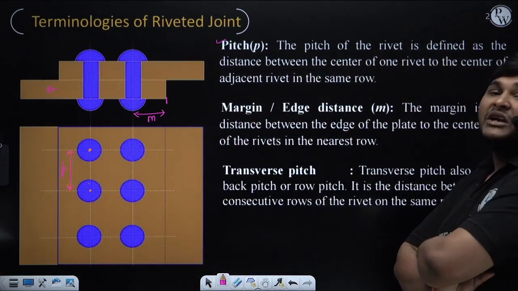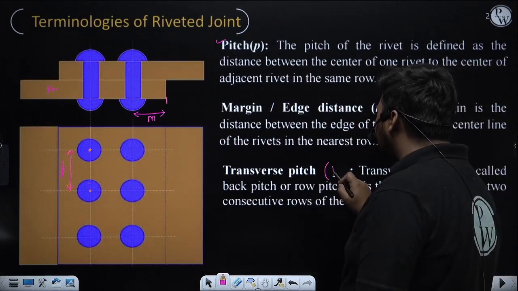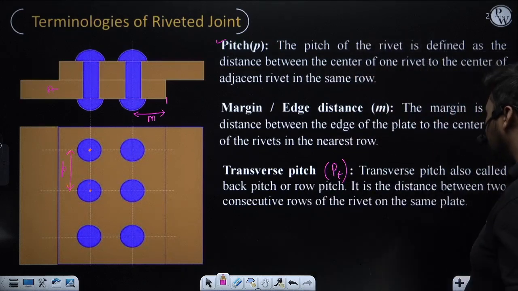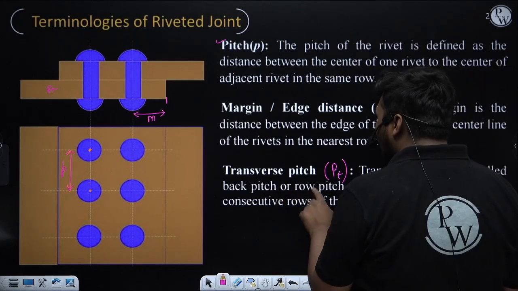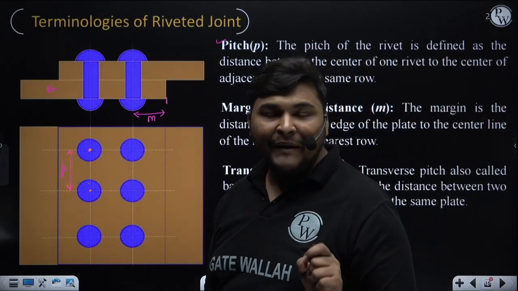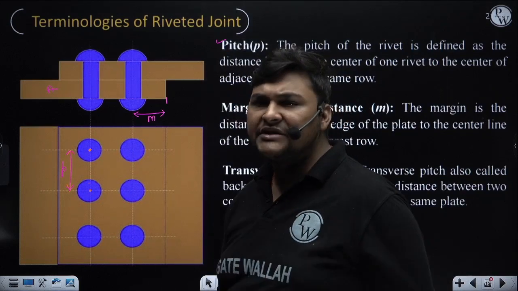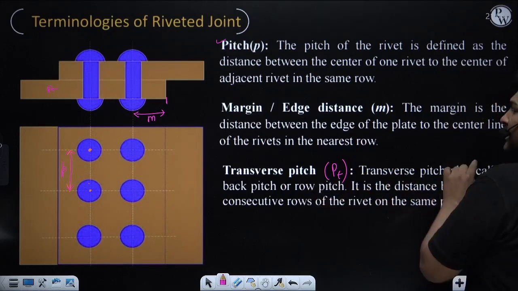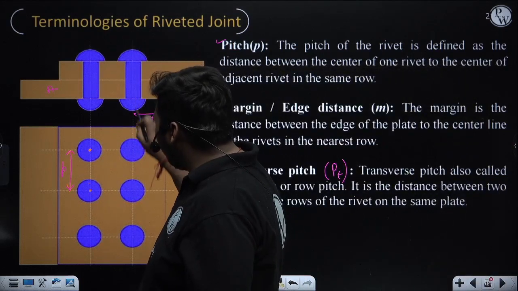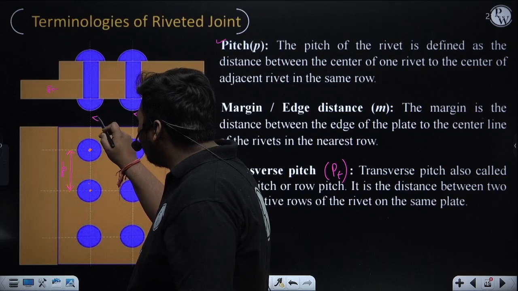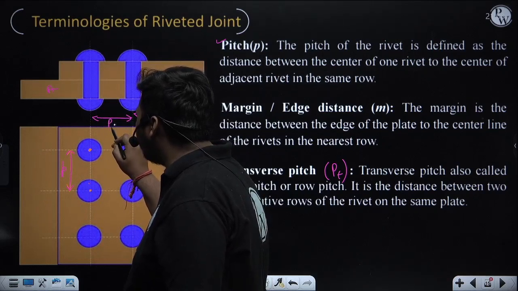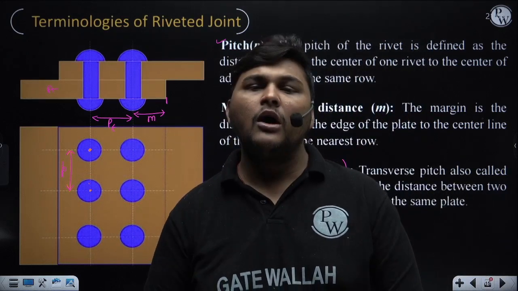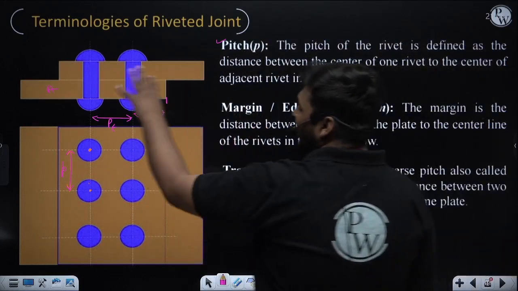Now the next terminology is transverse pitch. We denote transverse pitch as P suffix T. Transverse pitch is also known as back pitch or row pitch. So whether the examiner is saying transverse pitch, back pitch or row pitch, all terminologies are the same. It is the distance between two consecutive rows of rivets. Suppose this is one row of rivets and this is another row of rivets. Now the central distance between these two rows is known as transverse pitch, that is PT. Now you can understand the significance of this terminology.